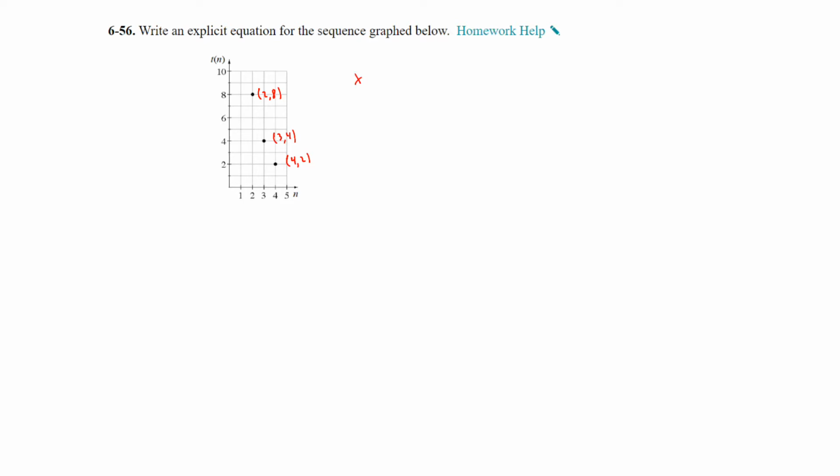So if you look at this in terms of a table, if that kind of helps you see things, that might help also. So my x-axis is n, my y-axis is t of n, and so n is 2, y is 8.